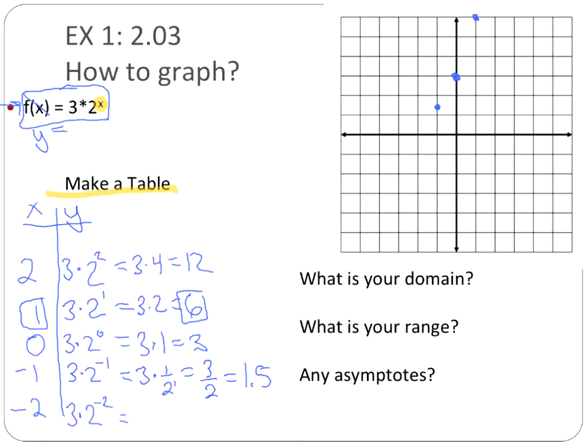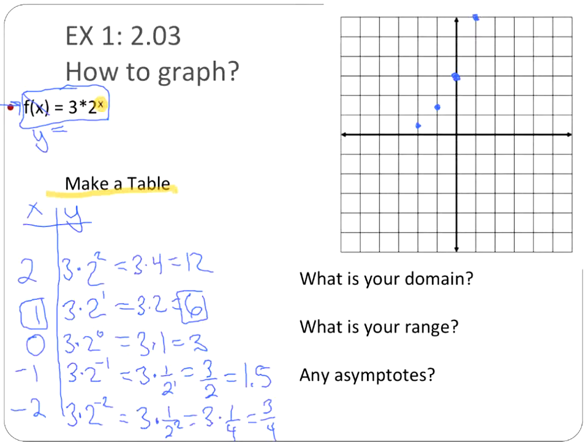So 3 times 2 to the -2. I can't have a negative exponent, so I'm going to move it to the bottom. And once we move it to the bottom, it becomes a positive. So right now I'm at the 1 over 2 squared. So that's really the same as 3 times 1/4, which is 3/4. So at -2, I'm going to get 3/4.